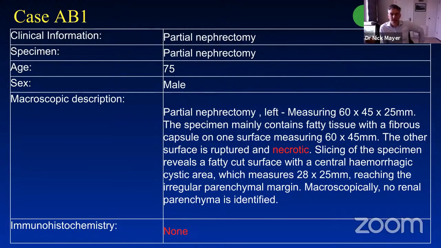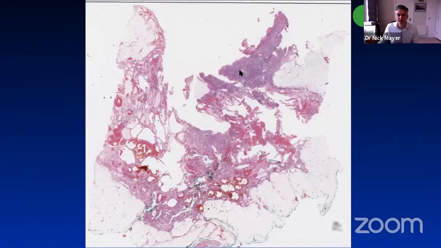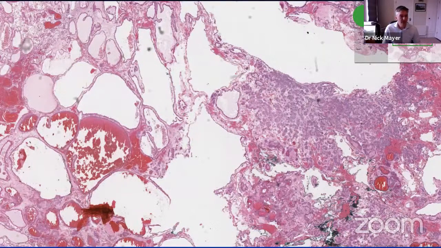So this is the overview scan of the slide, and there is actually a small amount of renal parenchyma, but it's predominantly lesional tissue and fat. And this is a fairly representative view. On the left-hand side of the screen, there's a very prominent microcystic architecture, with a lot of the cysts being filled by blood. And on the opposite side, a smaller, more nested, solid appearance to the tumour cells.